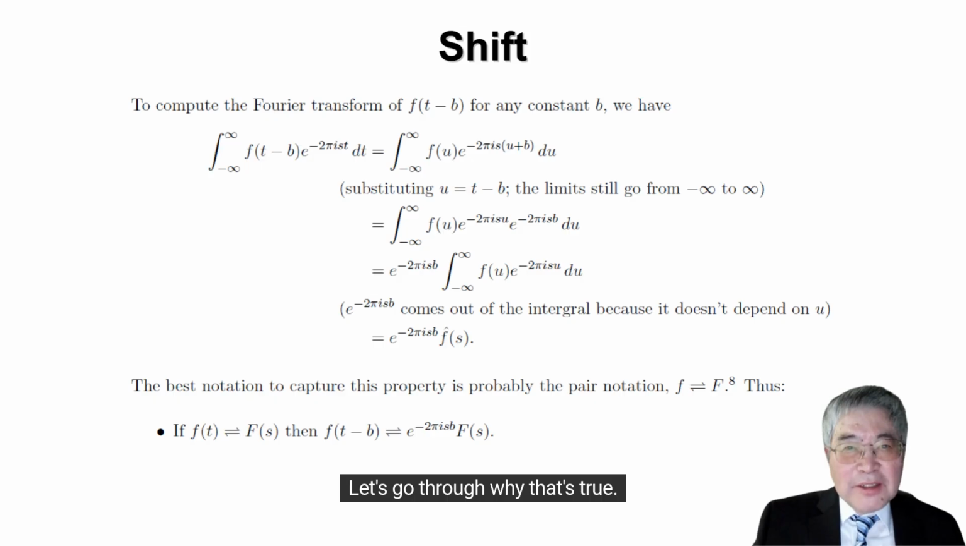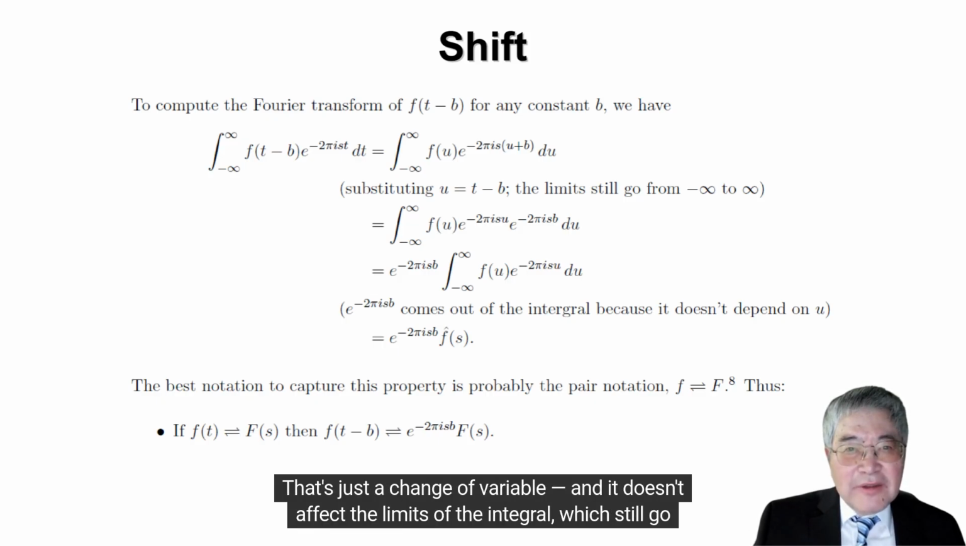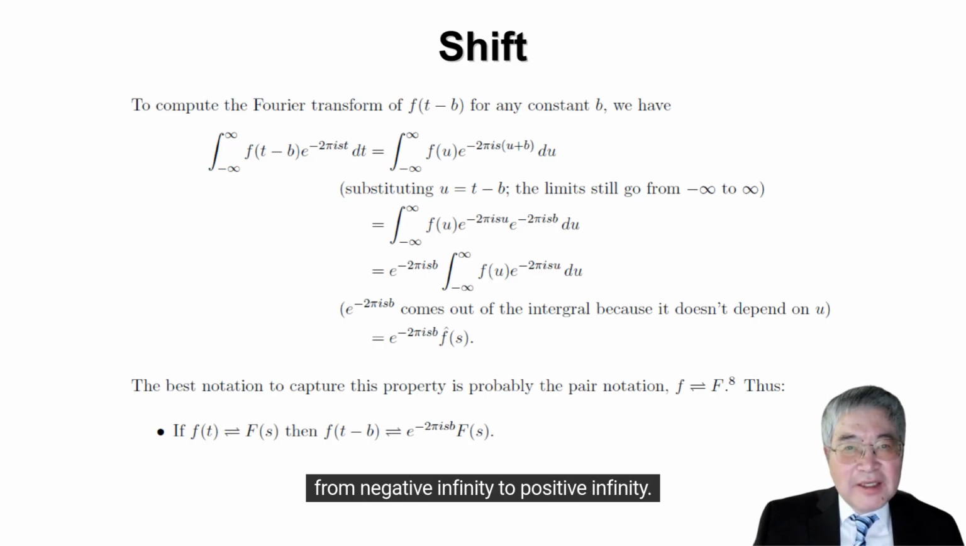Let's go through why that's true. We start with the definition of the Fourier transform of f of t minus b. Inside the integral, we make a substitution. We let u equal t minus b. That's just a change of variable, and it doesn't affect the limits of the integral, which still go from negative infinity to positive infinity.